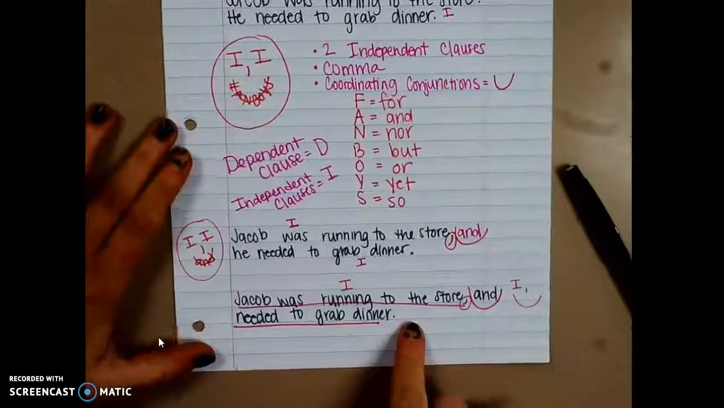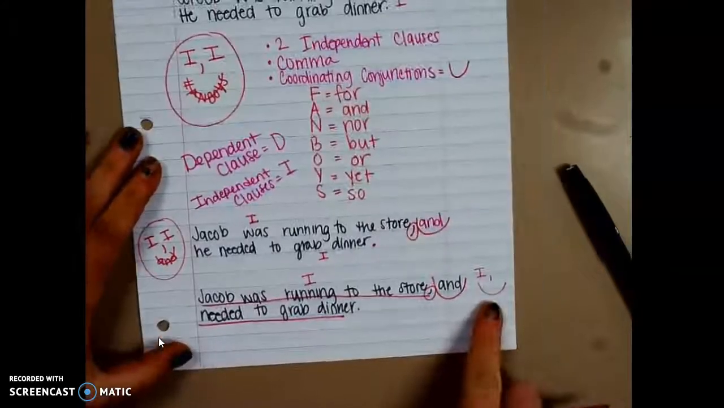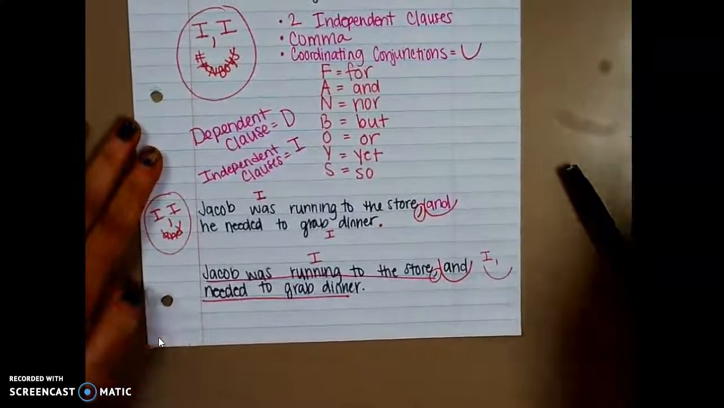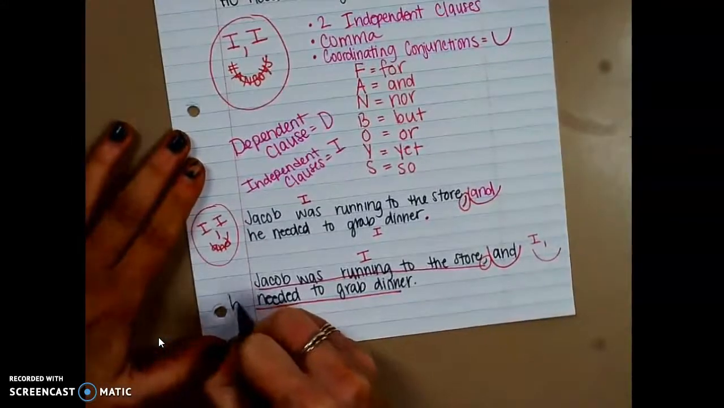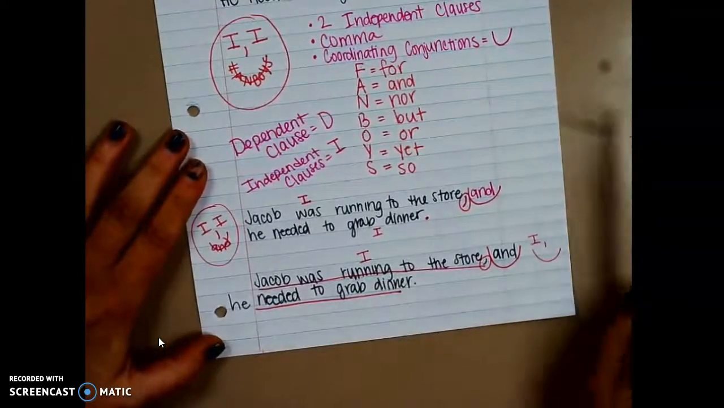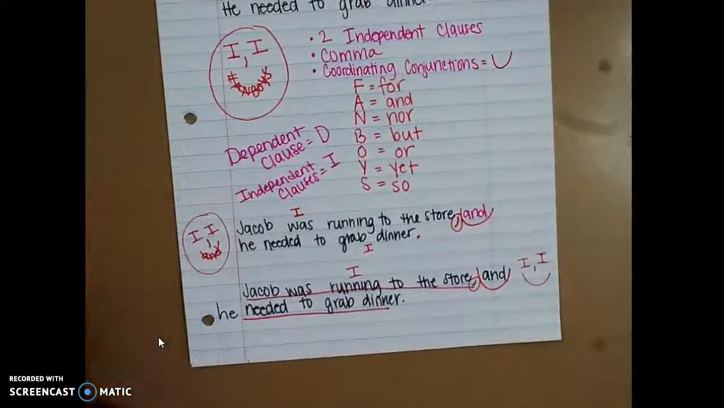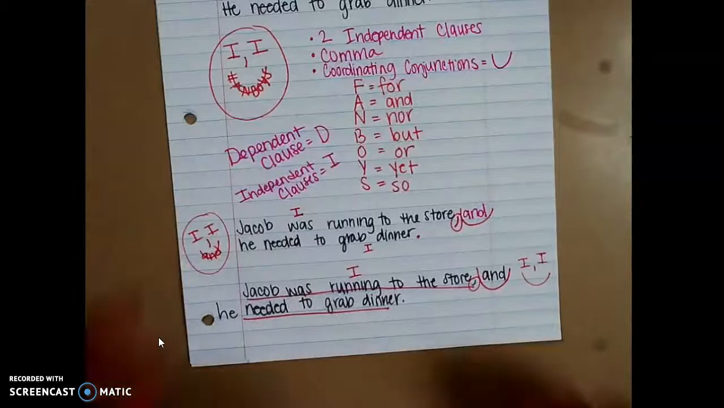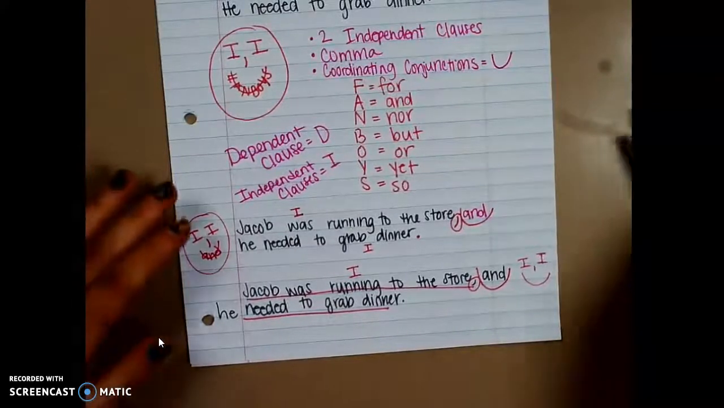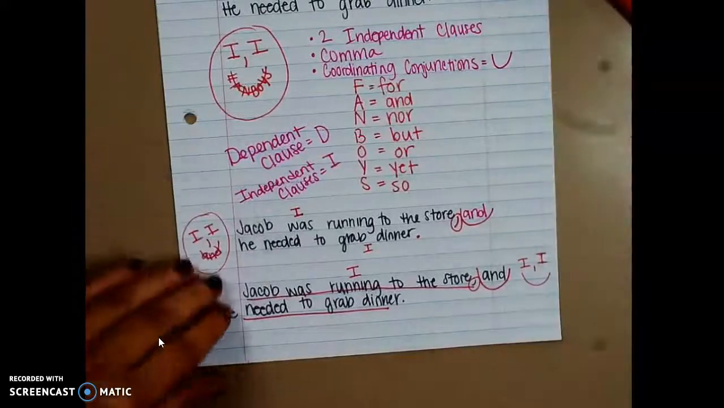So this one is not quite an independent clause. So I don't have a compound sentence. I'm missing an I over here. So I could add my subject here, "he." Well, now I know who needed to grab dinner, and I can add my other I, and now I've created a compound sentence. Your formulas are there to help you make sure you're punctuating and writing compound sentences correctly.